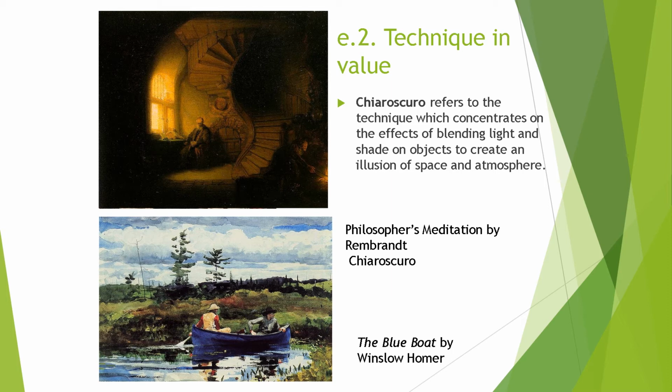Chiaroscuro is a technique in value that concentrates on the effects of blending light and shade on objects to create an illusion of space and atmosphere. So, an example of chiaroscuro is on the left side: Philosopher's Meditation by Rembrandt. That is chiaroscuro, with the use of shadowing and light relation, di ba?